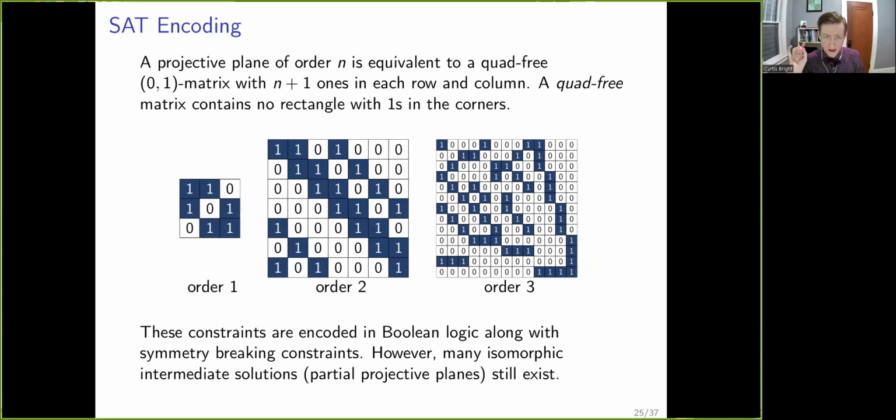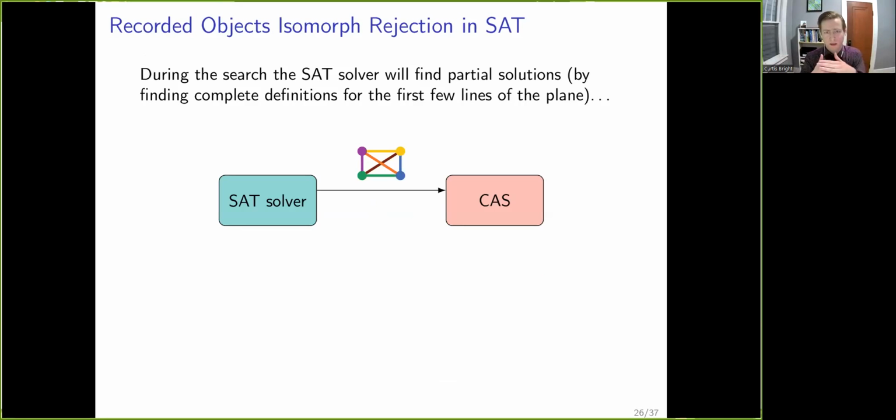But here's where it comes to isomorph generation. We found that even after adding the symmetry breaking constraints, lots of intermediate solutions still had symmetries, right? And this is the point I was making before. So what do we do about it? This is where the magic happens. We basically used the recorded objects approach because it was simple enough for our case, and even though we had to have this big table, it was sufficient. It didn't grow to a size where we had to go to other methods.